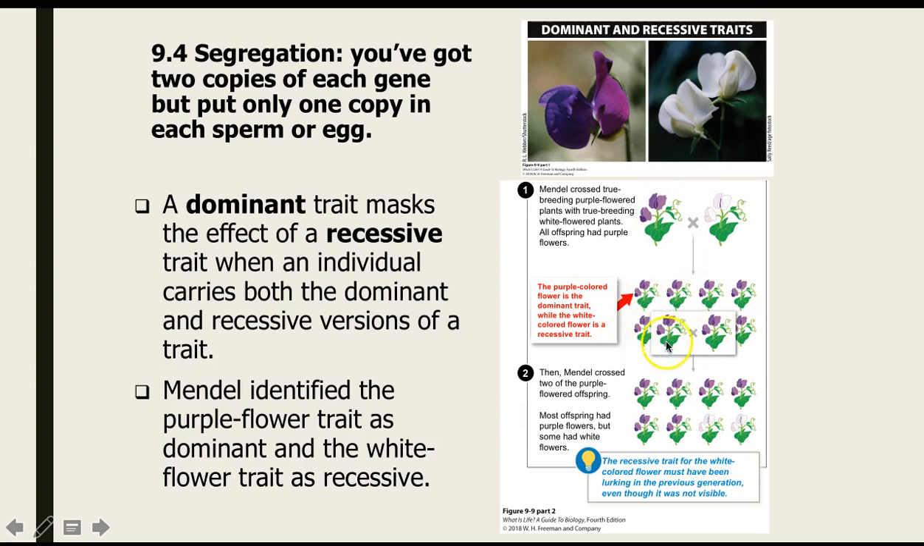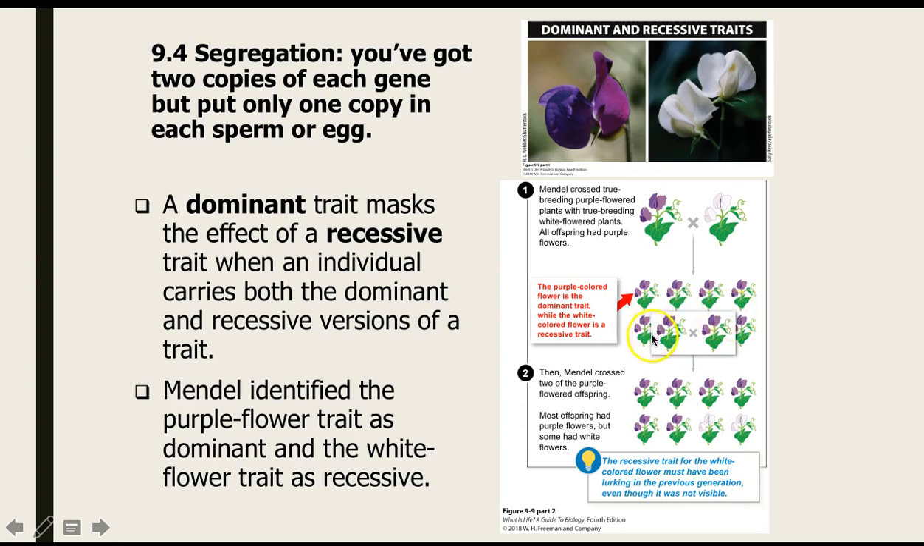Because in here, it's clear that these offspring must have gotten one set of information from the white one and one set of information from the purple, but we're not seeing the white information. But then he did something really interesting and important too.